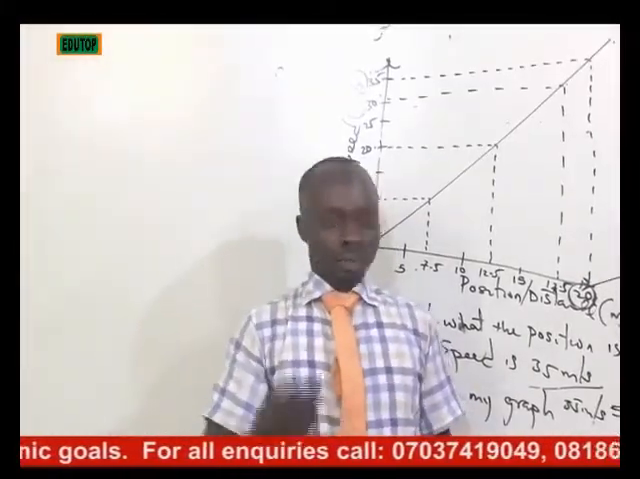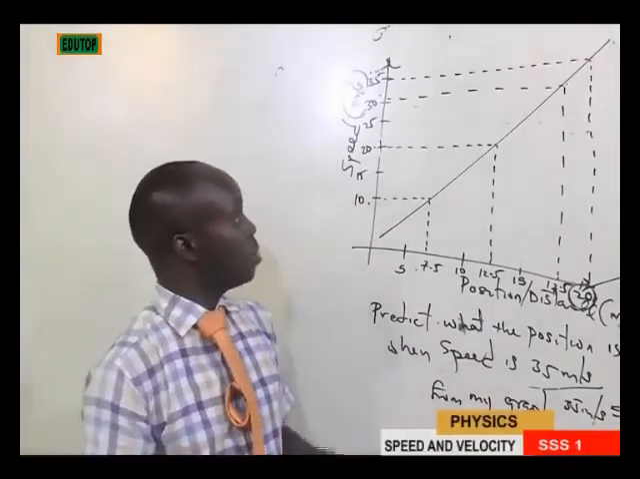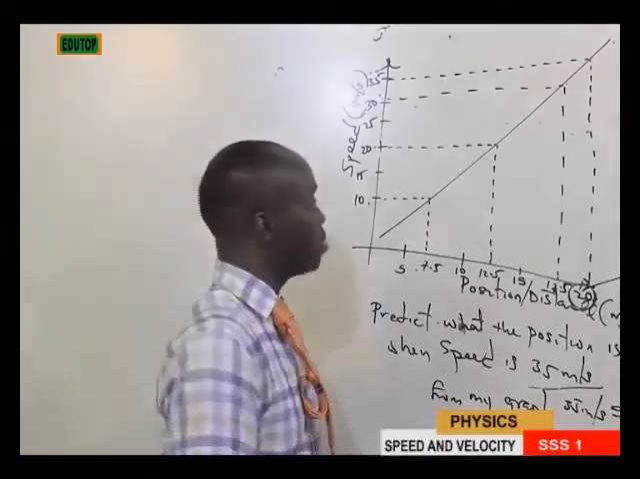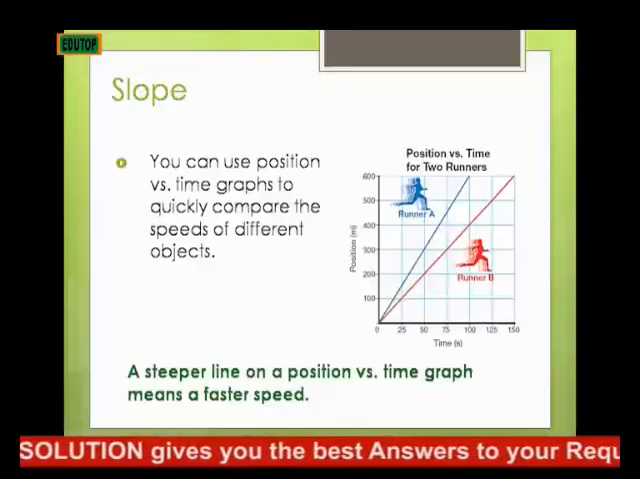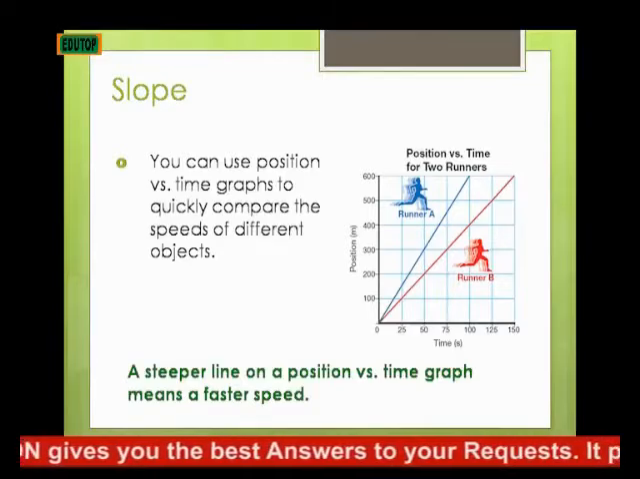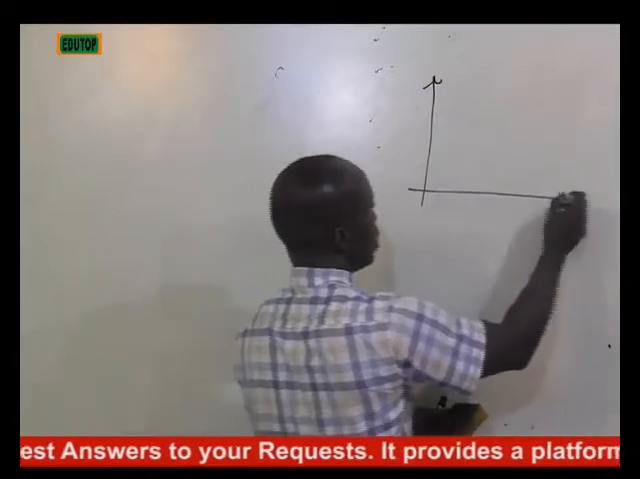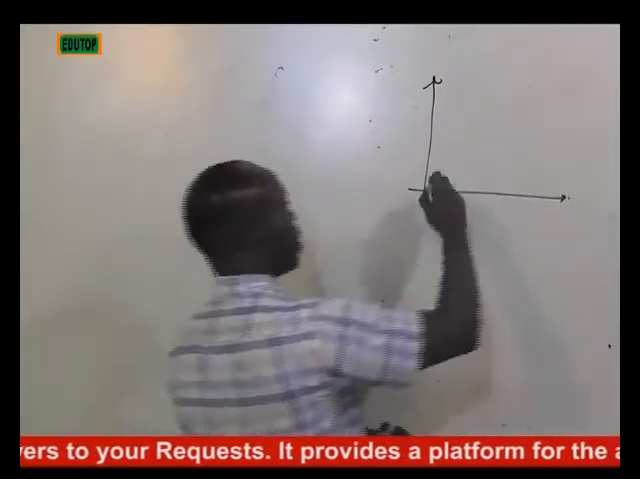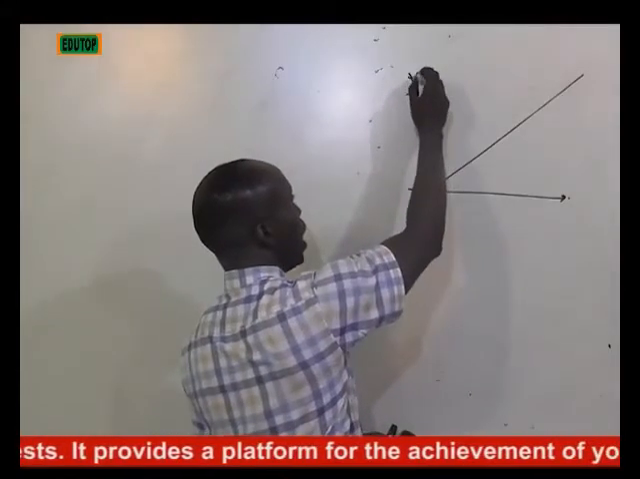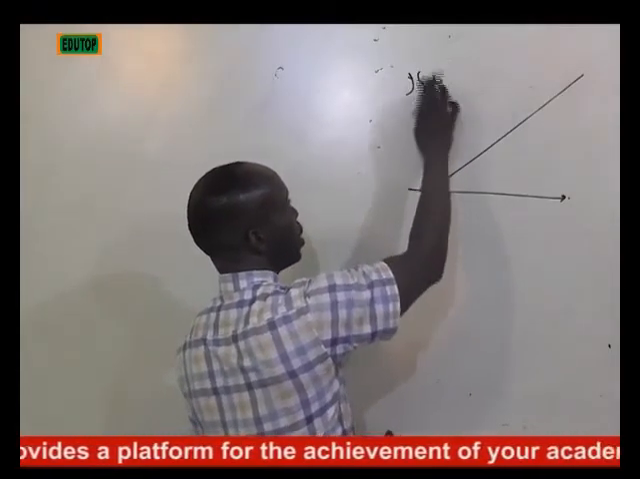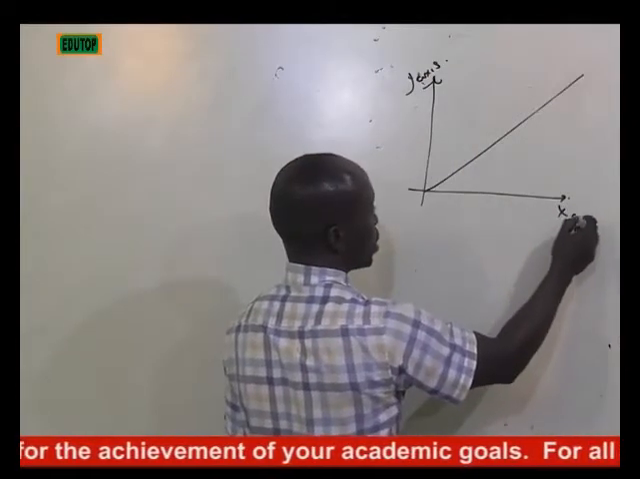Another thing I would like to introduce under your speed versus time graph is slope. In your SS2 and SS3 syllabus, you'll be using this slope more frequently. Now, if my graph is to be drawn upward this way, of course this is my y-axis, which could be measured in whatever, and this is my x-axis.